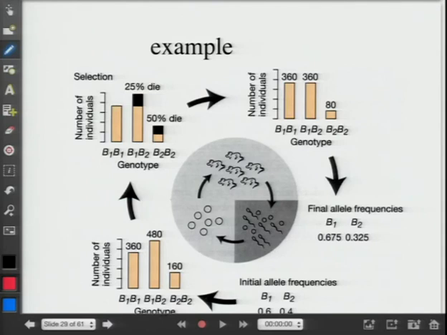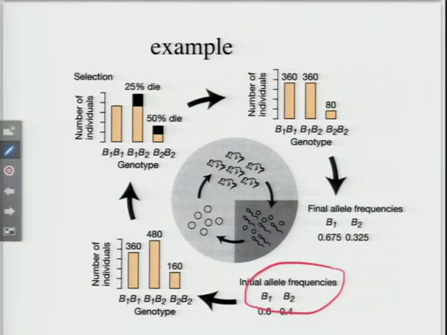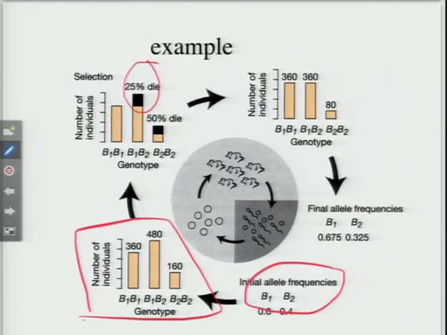So here's an example of this kind of crazy mouse wheel. Let's see, where does it start? It starts with 60-40 allele frequencies. If there's random mating by genotype at this locus, you would get those genotypes in those proportions. But suppose 25% of the heterozygotes die and 50% of the homozygous B2 individuals die. That's non-random survivorship with respect to genotype, right? In this example, 0% of the B1 genotype individuals die.